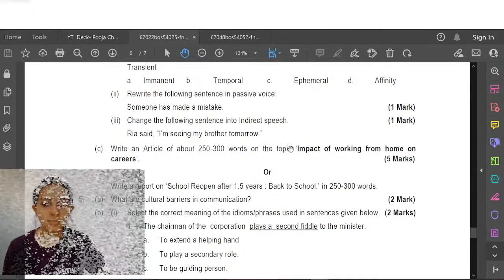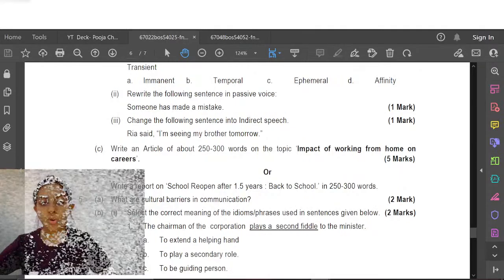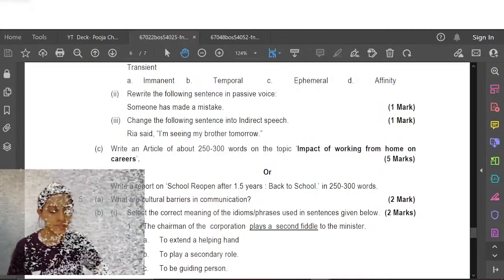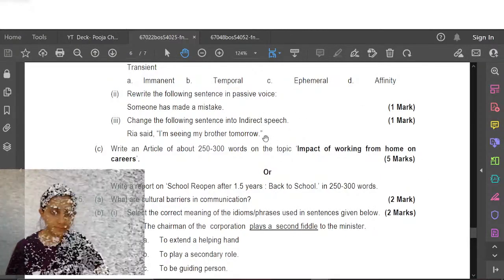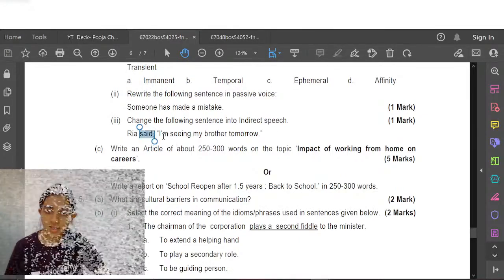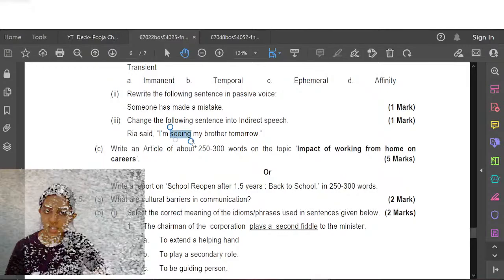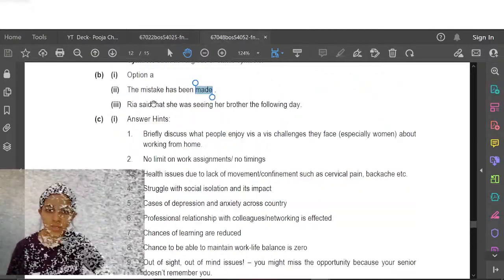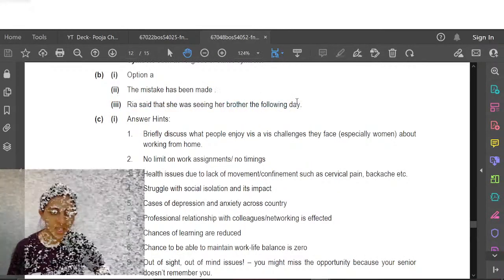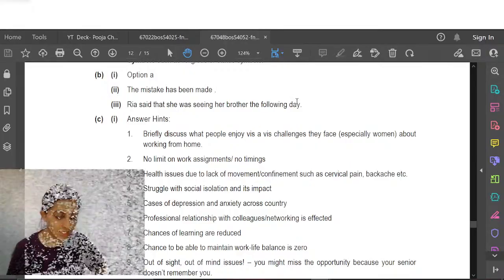Ria said, I am seeing my brother tomorrow. Now, let's see if you are able to convert this. Ria said that she was seeing her brother the next day or the following day. I think this was pretty easy, a very easy task. You could figure that out by yourself. Let's go to the next one.